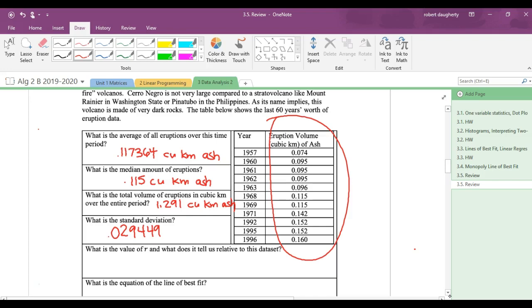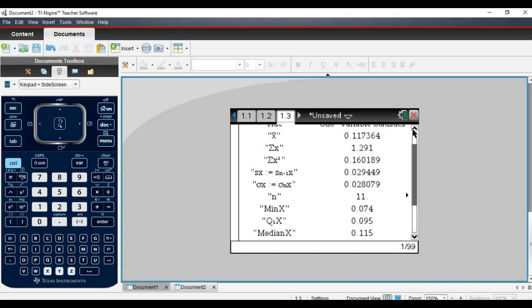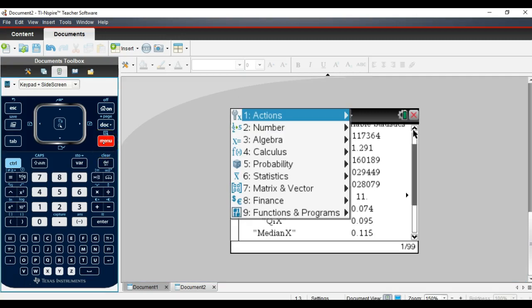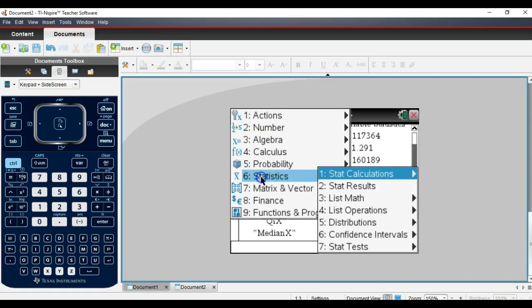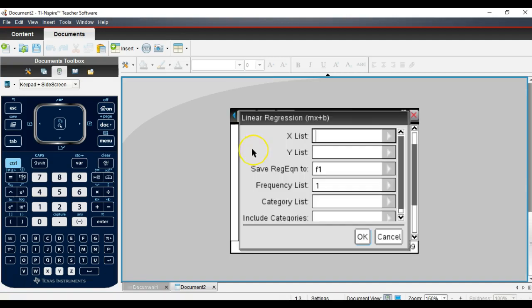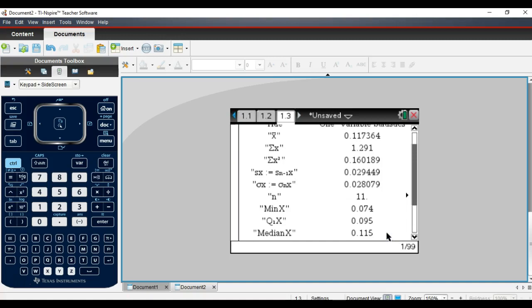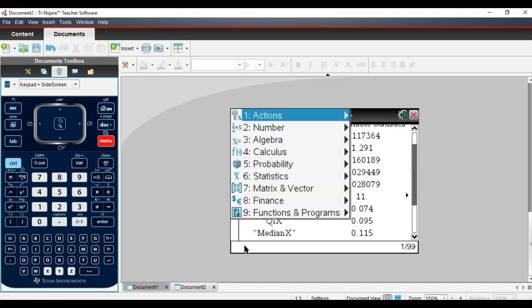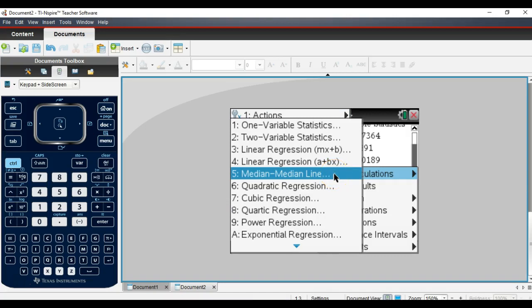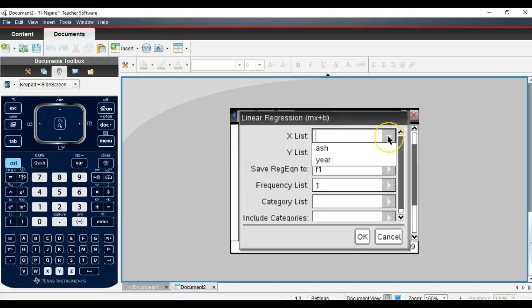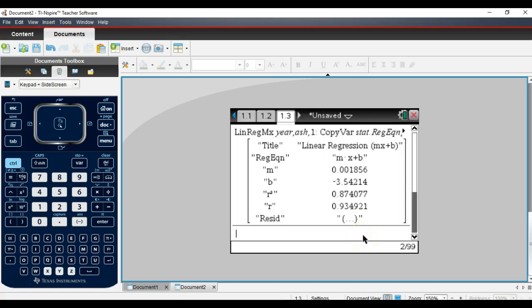So the way I'm going to do the correlation in this data set, go to your calculator and let's just say menu. Statistics, stat calculations, linear regression, and let me back up. Make sure I did this right. Menu, statistics, stat calculations, linear regression, make sure it's mx plus b, number 3. So what is my x variable, my independent variable? That is the year. What is my y variable? That's the amount of ash. And so if I do that, it comes up with an equation for me, y equal mx plus b. That's the equation of the line. I'll get that. That's the next part.